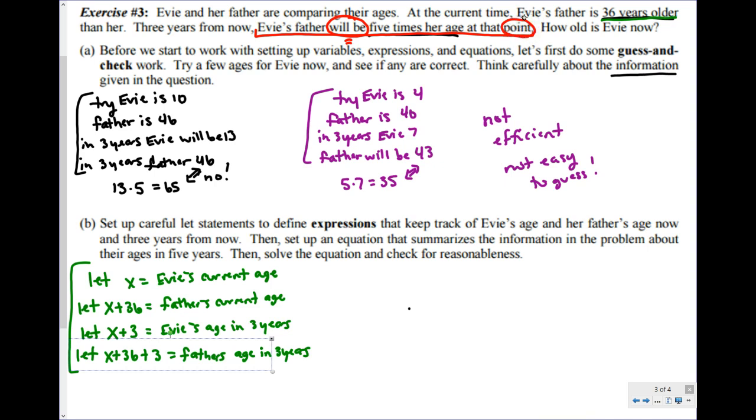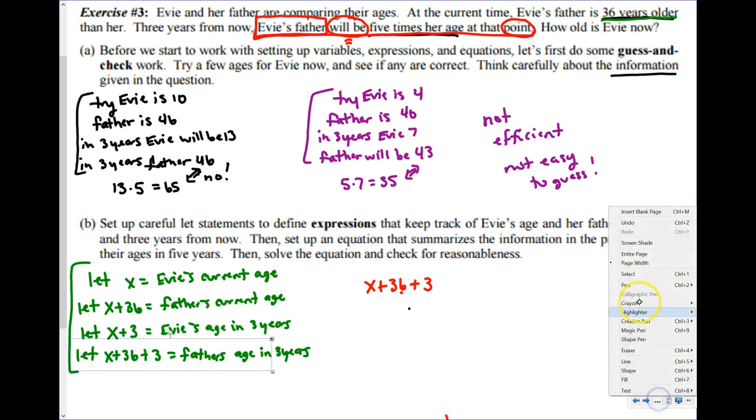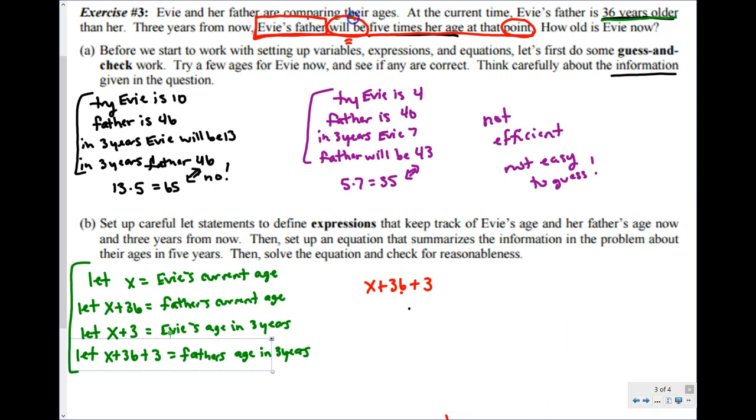So we're looking at the future numbers, okay, in the 3 years. So Evie's father currently is x plus 36. In 3 years, he's x plus 36 plus 3. So x plus 36 plus 3 is this right here, Evie's father. Okay? The "will be," here I'm going to circle it in green, that's where I get the equal sign.